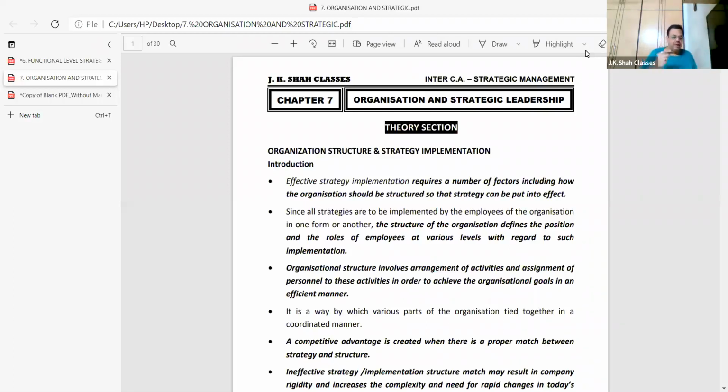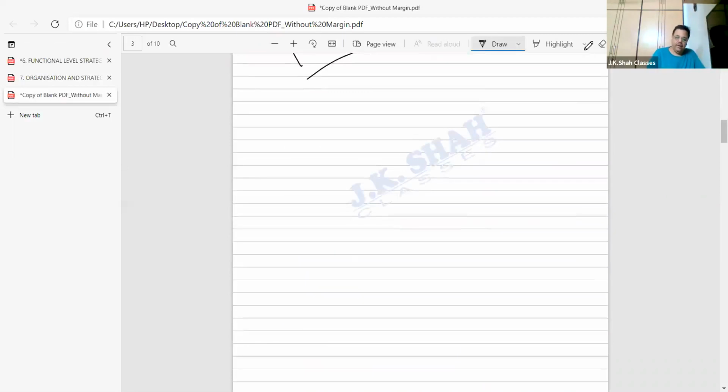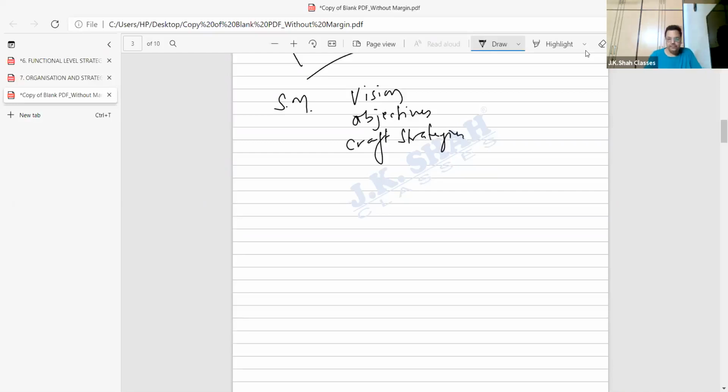Now, beta, in the first lecture which I did with you, I had given the definition of strategic management. I used to say that strategic management is a managerial process in which you define your vision, set objectives, craft strategies, and after crafting strategy, implement and evaluate strategy. So, beta, this 7th chapter is about implementation of strategy.